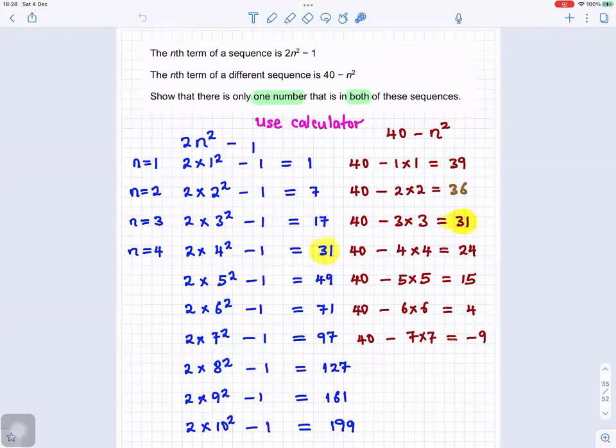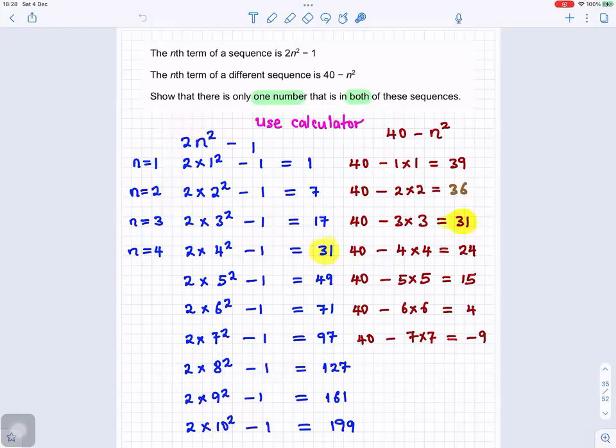The nth term of a sequence is 2n squared minus 1. The nth term of a different sequence is 40 minus n squared. Show that there is only one number that is in both of these sequences. You can use your calculator, or you can do it one at a time, just like I have done. So we'll start with 2n squared minus 1. We put n is 1, so 2 times 1 squared minus 1 is 1. Put n is 2, 2 times 2 squared minus 1 is 7. Put n is 3, 2 times 3 squared minus 1 equals 17. Remember, we're replacing n each time.